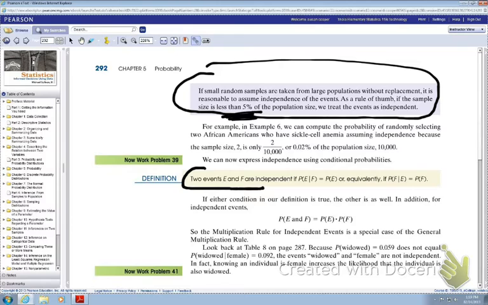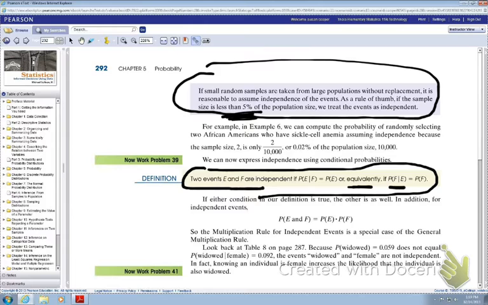Two events E and F are independent. This is a good one to know. If the probability of E given F is equal to the probability of E alone, or equivalently, if the probability of F given E has occurred is equal to the probability of F alone. It says if either condition in our definition is true, the other one is as well. So you can just check one of those if you're checking for independence. All right, I think we're ready. Let's try some problems.